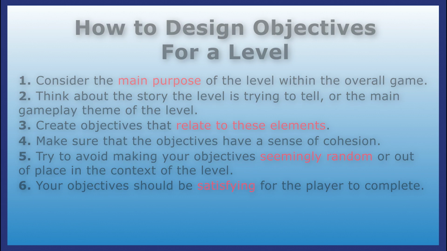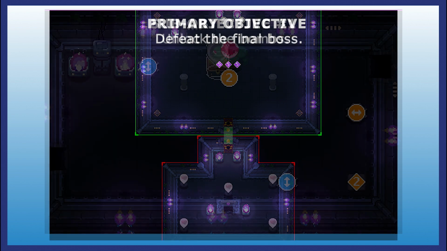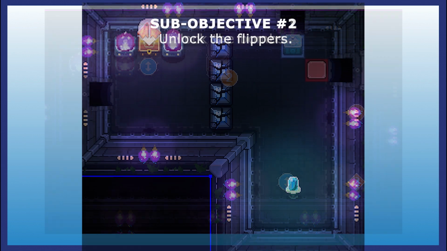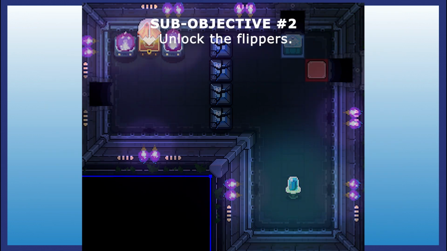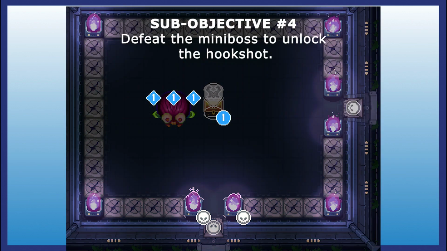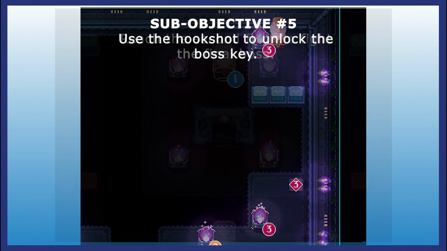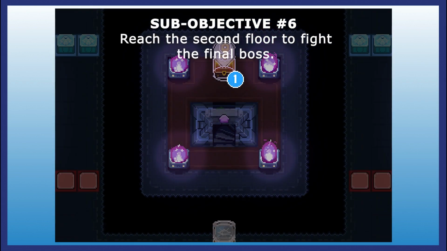In my level, the objectives are laid out sequentially. The primary objective is to defeat the main boss, but to get there, they have to complete the following sub-objectives. Unlock the bombs, unlock the flippers, find a way into the basement of the dungeon, defeat the mini-boss to unlock the hookshot, use the hookshot to find the boss key, and reach the second floor to fight the main boss.